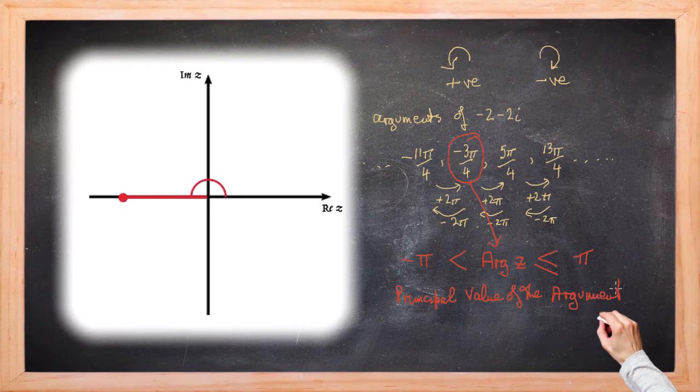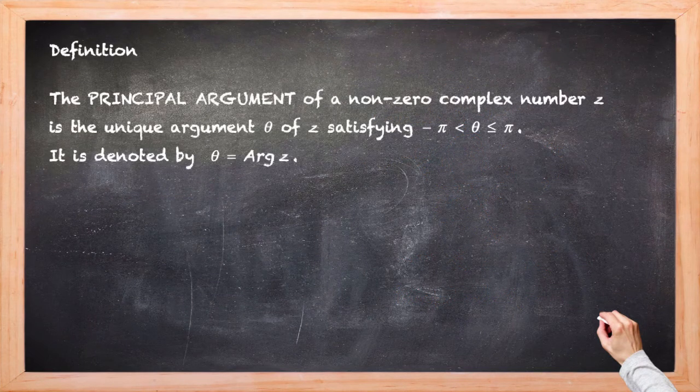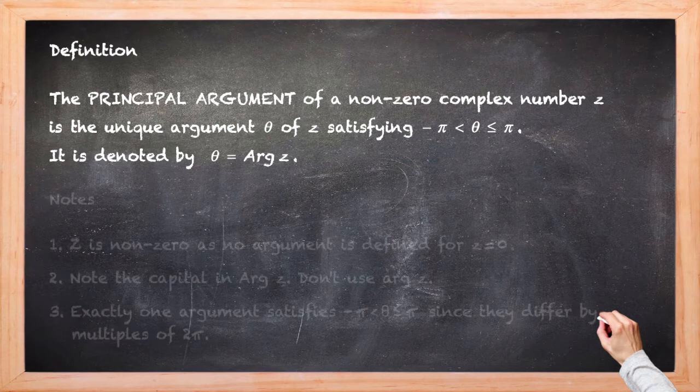So let's once again have a look on the diagram at that. So not negative pi, but any argument that lies through the third and fourth quadrants up into 0, and then through the first and second quadrants up to a maximum of pi, and including the value of pi. So here's the definition. The principal argument of a non-zero complex number z is the unique argument theta satisfying that inequality, and it's denoted by capital Arg z.